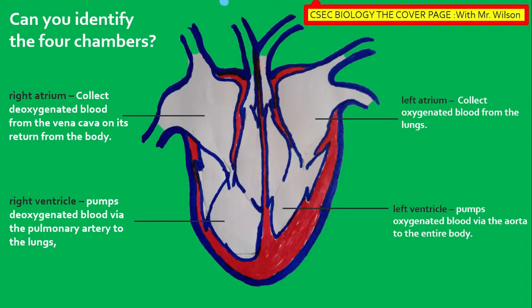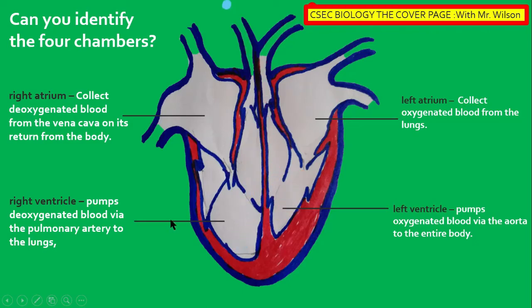Then we have the left ventricle, which is the lower part of the heart, and it pumps blood via the aorta to the entire body. So that's the blood vessel taking the oxygenated blood from the heart to the rest of the body. It's called the aorta, and it's at the top here where the oxygenated blood is leaving. These red dots, of course, remember, they represent oxygenated blood.